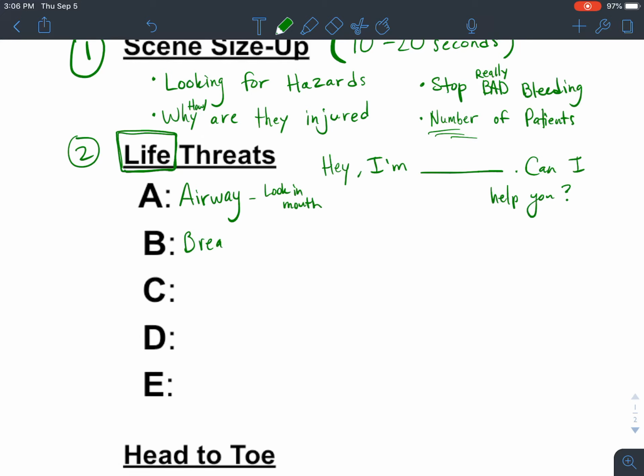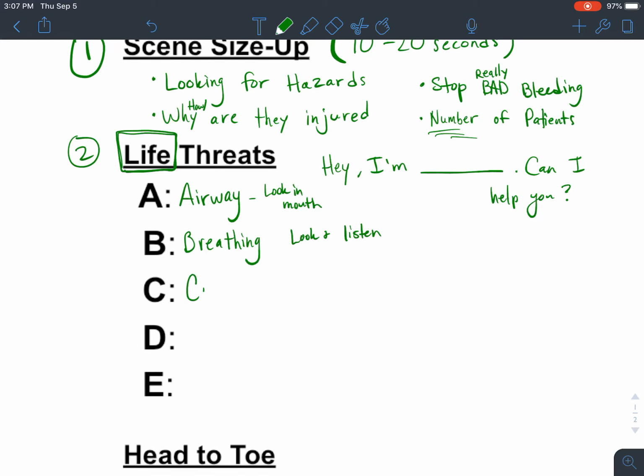Okay, maybe there's nothing in their airway and they're breathing, but if their breathing is like that, that gives you information. So we want to know about their breathing. We need to look and listen to their breathing. And when we look, I mean, watch their chest. Is their chest moving really fast? Are they taking deep breaths or short breaths? That's what we're looking for, the quality of their breathing.